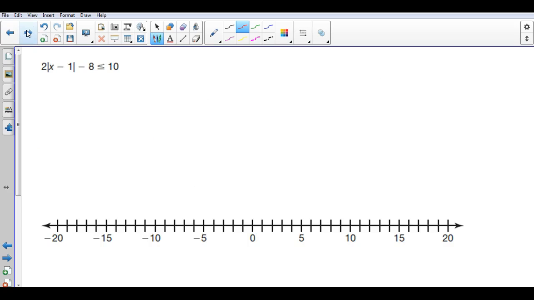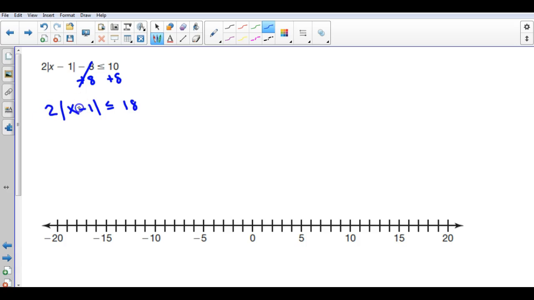With this one, it looks pretty complex. There's a lot that's going on in this problem. So what we're going to have to do first, we'll take a deep breath, we're going to have to get the absolute value part by itself. So the first thing I'm going to have to do is add 8 to both sides. Now I have 2 times the absolute value of x minus 1 is less than or equal to 18. Next step. I don't like this 2 there.